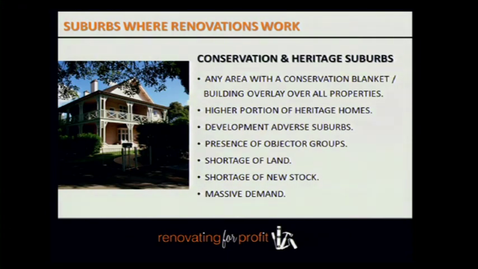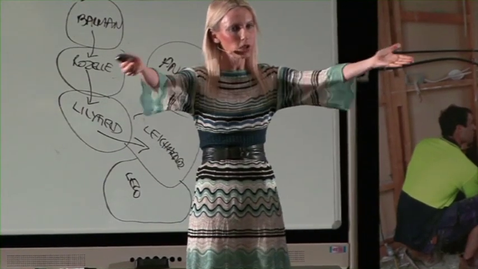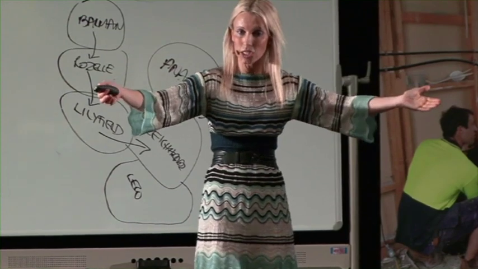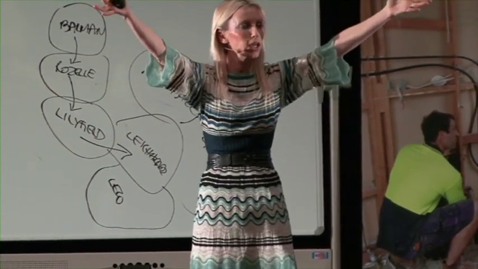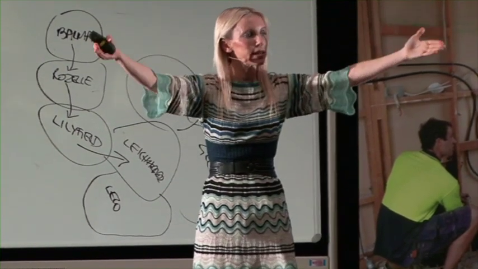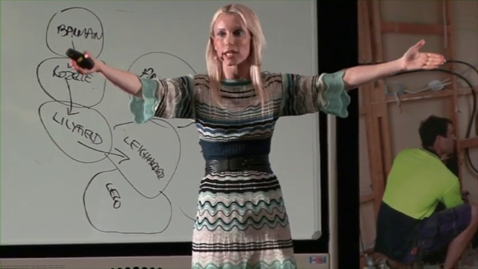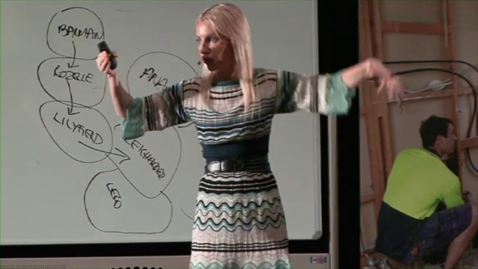Your double-fronted workmen's cottages and the little semis, they're all character homes. So what happens is the local council puts a conservation blanket over the suburb. Now, conservation doesn't mean heritage restriction. It's like they throw a blanket over the whole suburb saying this suburb has tighter development controls over this whole area, okay?